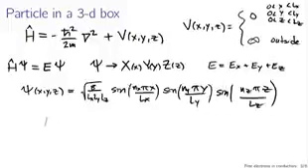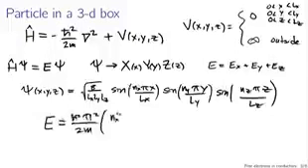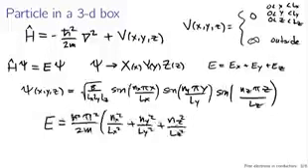Quantization also sets the allowed energies of the system, and the energy of this state is given by h bar squared pi squared over 2m, and then we have a combination involving these quantum numbers, nx squared over Lx squared plus ny squared over Ly squared plus nz squared over Lz squared. Now this looks like a sum of three things squared, and it's useful to make this look more like the magnitude of a vector in 3 dimensions.